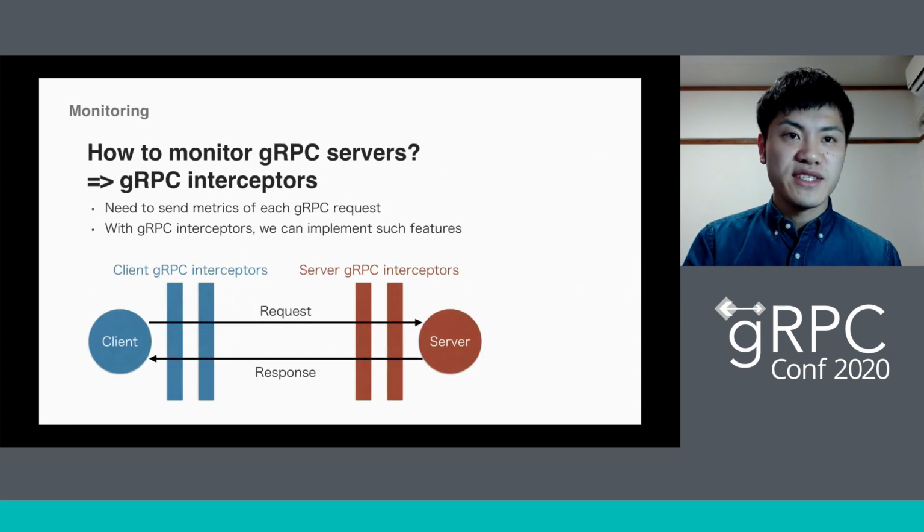How to monitor gRPC servers? For this purpose, we can use gRPC interceptors. We need to send metrics of each gRPC request, and with gRPC interceptors, we can implement such features.